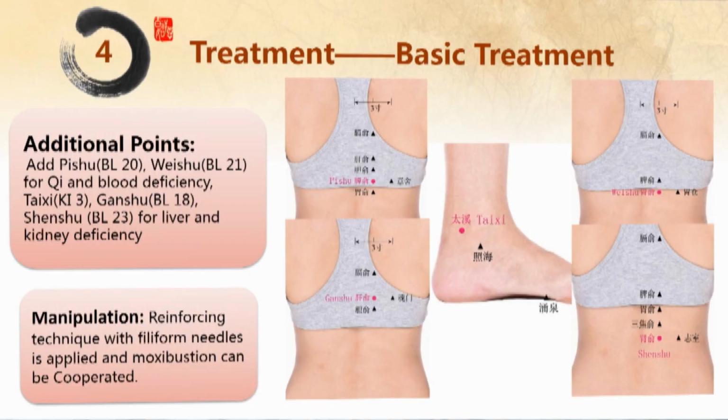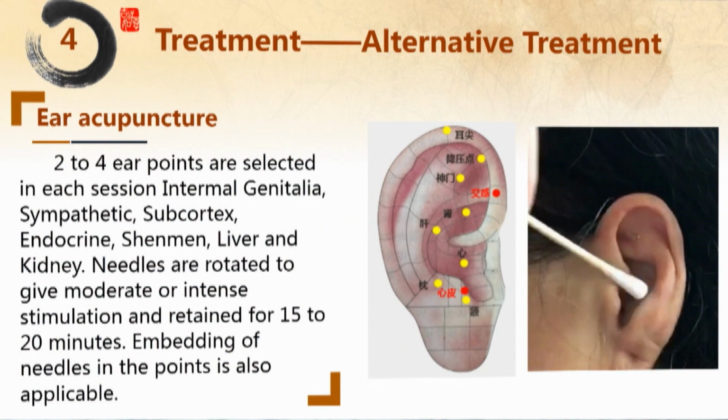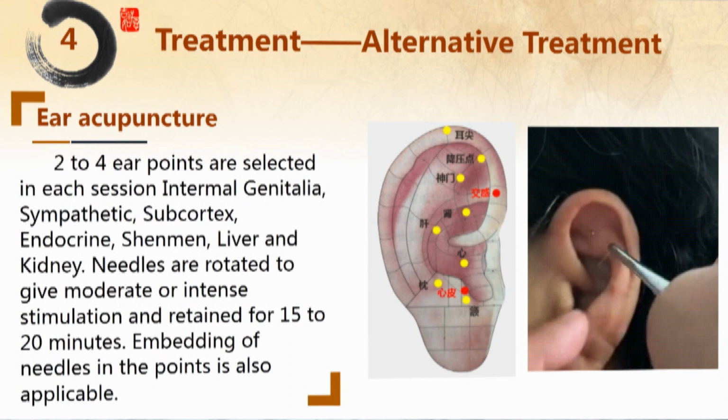Additional points: add 脾俞, 胃俞 for qi and blood deficiency, 太溪, 肝俞, 肾俞 for liver and kidney deficiency. Manipulation: reinforcing technique with filiform needles is applied, and moxibustion can be incorporated. Next part.